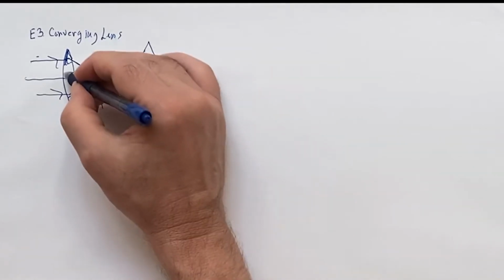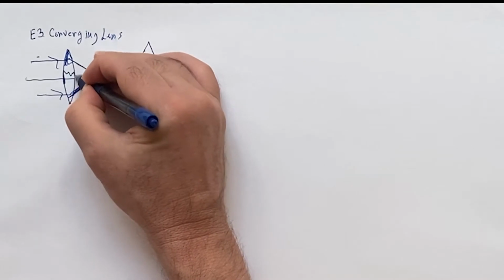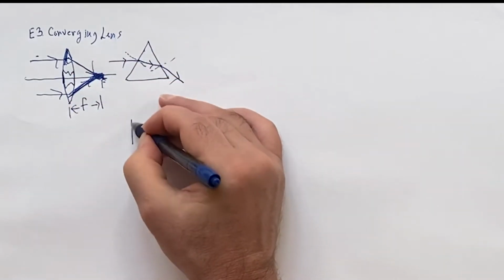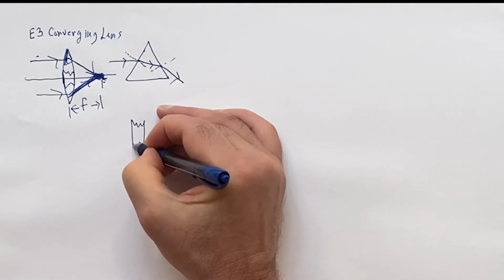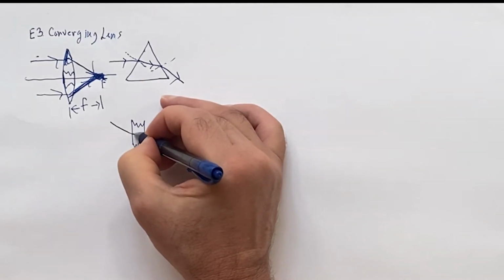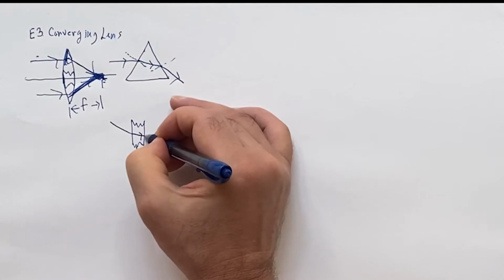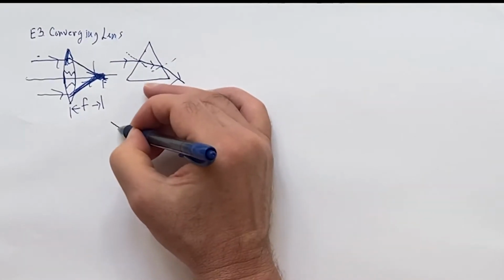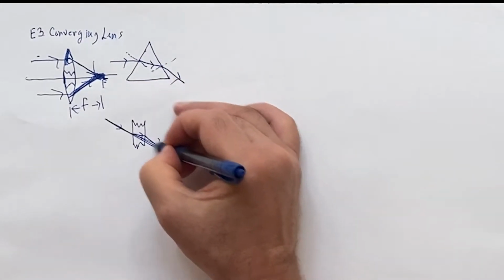Okay, then the center, if you have the center of the lens, here if we just pulled out the center, it would be the same thing. You would have the light that would bend a little bit toward the normal, then away from the normal, and for a thin lens, that's basically going straight through.